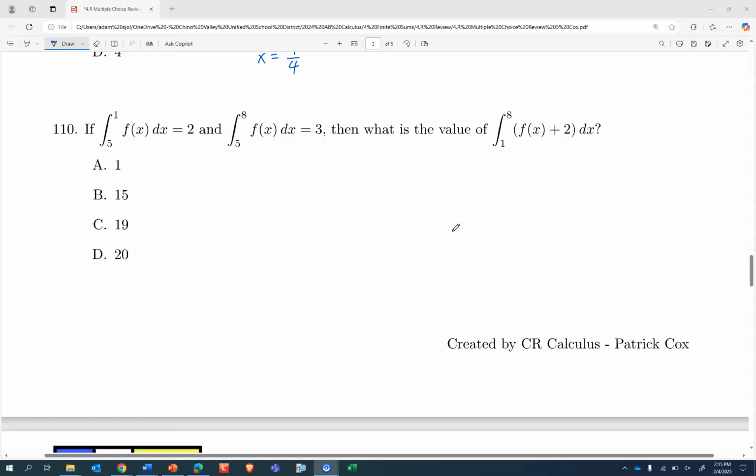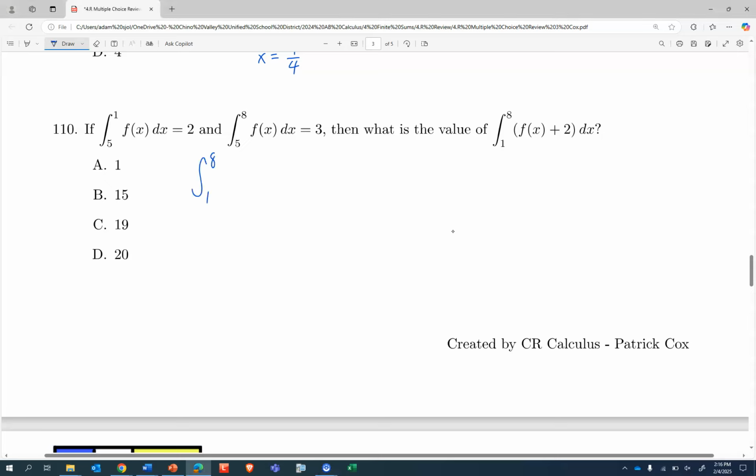All right, if the definite integral from 5 to 1 of f of x dx is 2, and the definite integral from 5 to 8 of f of x dx is 3, what's the definite integral from 1 to 8 of f of x plus 2 dx? Okay, so your best bet is to make something that's true.